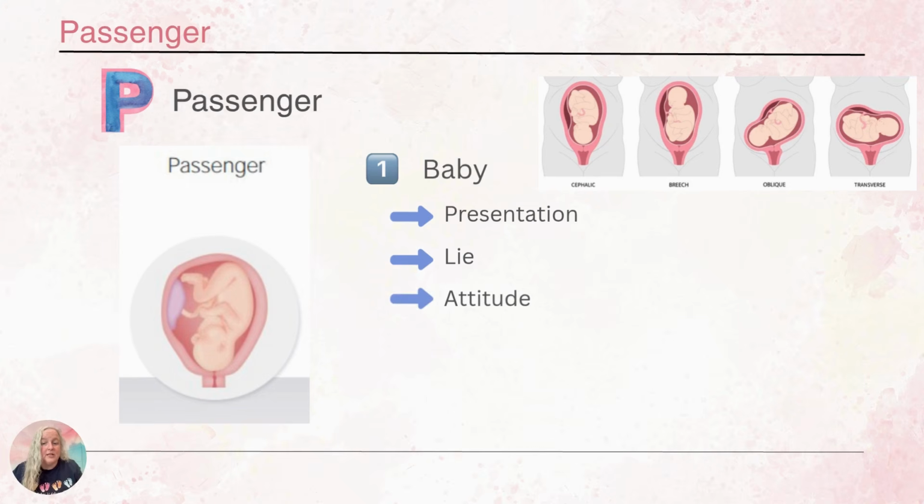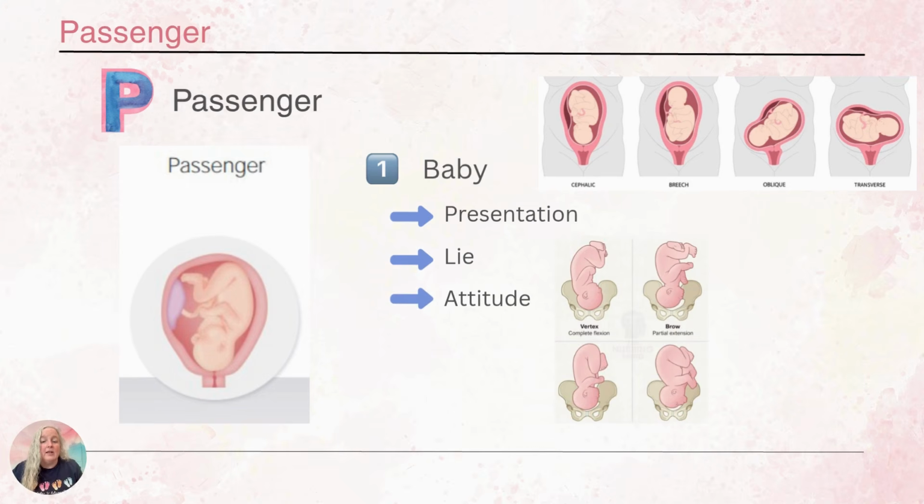Attitude is another thing that we consider here. Attitude has to do with the way that the baby flexes or deflexes. And if the baby's chin is flexed, they're going to come through the pelvis with the most narrow part of their head. And that is what we prefer.